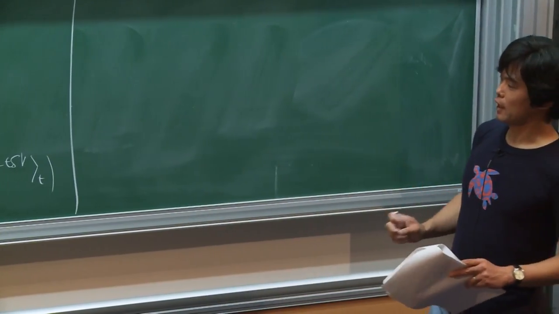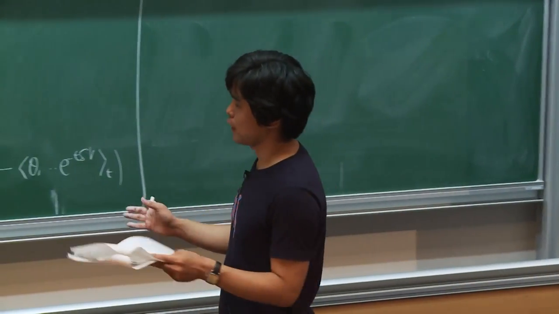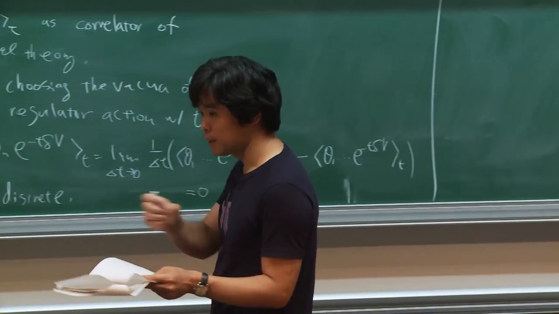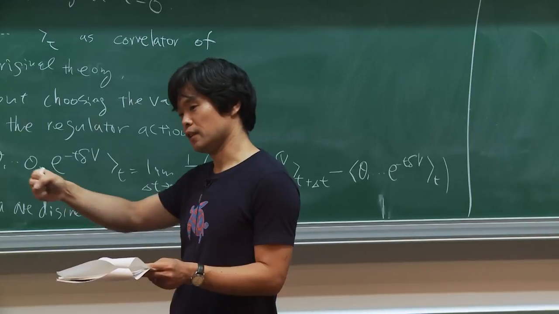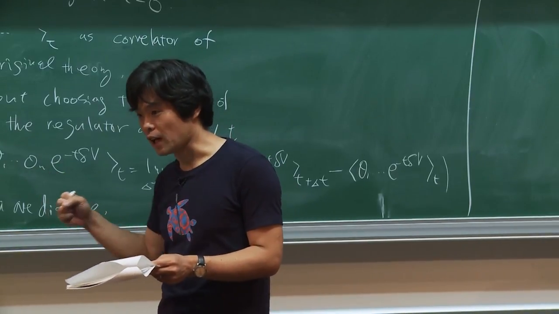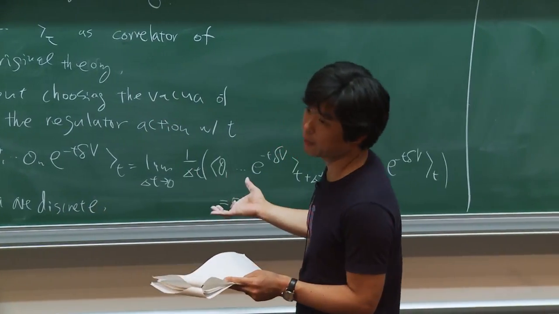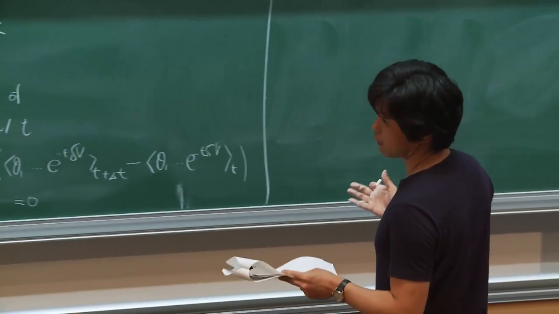If it happens, if it's a moduli, its vacuum is not discrete, then if we change the t, the vacuum can change in the moduli space or something like that. It can happen, but it's discrete for this case. So it's okay, I think.